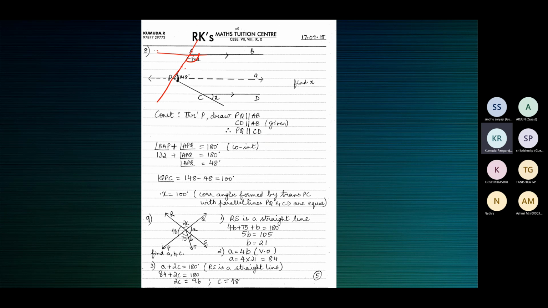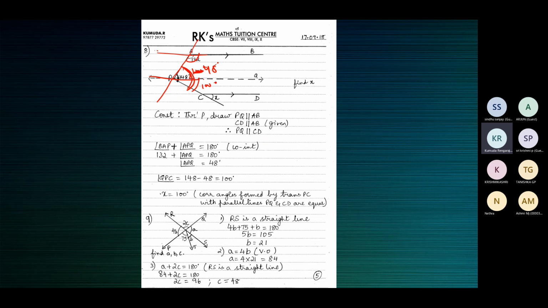First is co-interior angles are supplementary. So you get this one is 100 degrees. But this full thing is 148. Sorry, this is not 100. I think this is 48 degrees. Sorry, this is 48 degrees. But this full thing is 148. So this one will be 100 degrees.